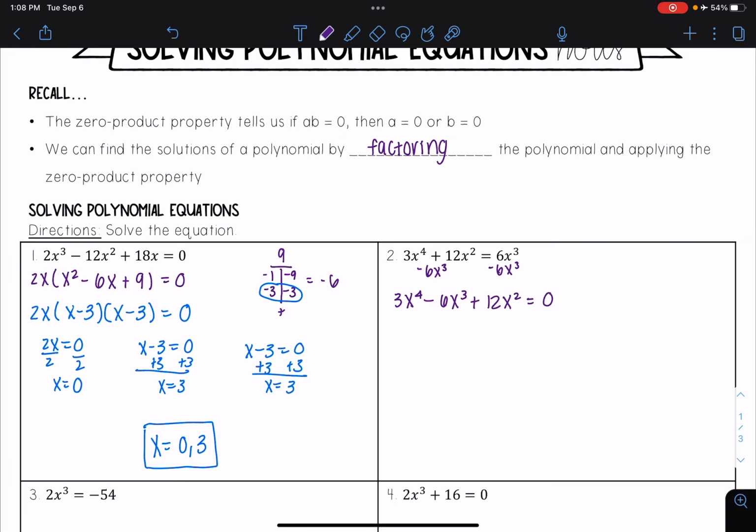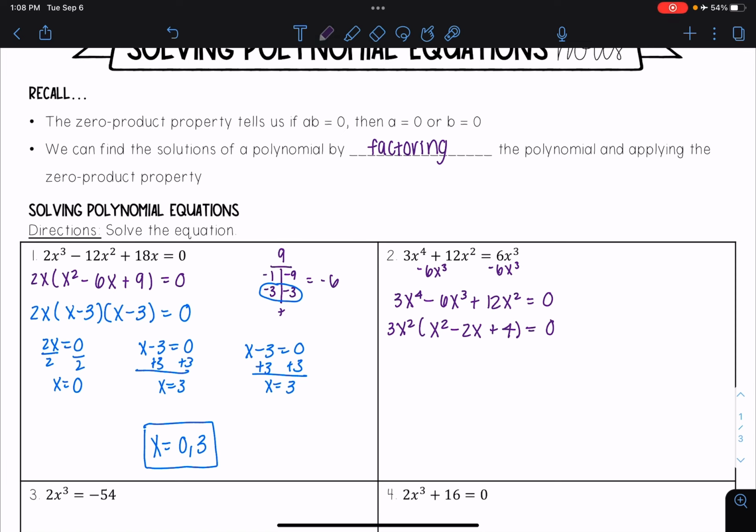Now, to see if I have a GCF, I do see that 3 can go into all of them and x squared, so I'm going to factor out my 3x squared. And that leaves me with x squared minus 2x plus 4, sorry, is equal to 0. And then now I need to go ahead and figure this one out. Well, x squared minus 2x plus 4, if I'm looking for two factors that multiply to 4 and add to negative 2, I see none of those do, so this actually can't be factored.